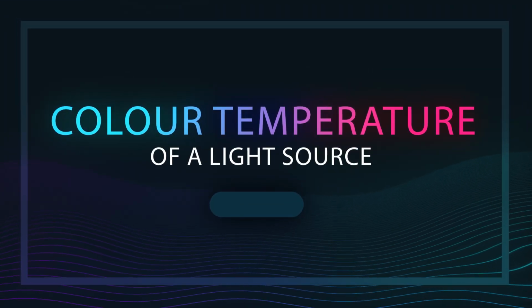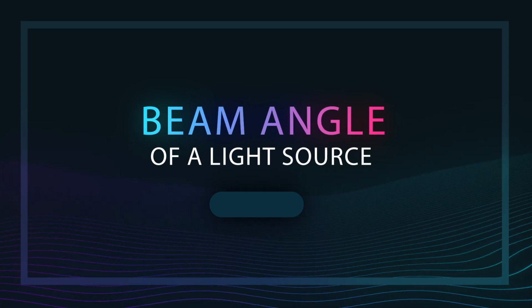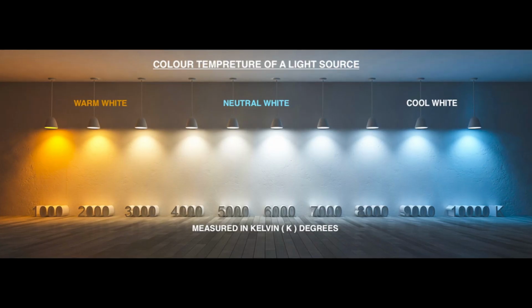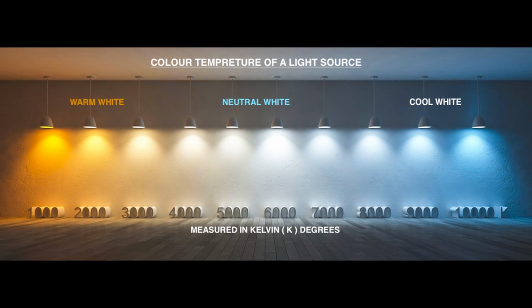The basic principle of lighting means understanding: number 1, color temperature of a light source; number 2, brightness of a light source; and number 3, beam angle of a light source. The color temperature of a light source is measured in Kelvin degrees, and it describes the warmth or coolness of a light source. We have a warm white, neutral white, and a cool white colors of light. Let us see graphics which will explain the color temperature of a light source.